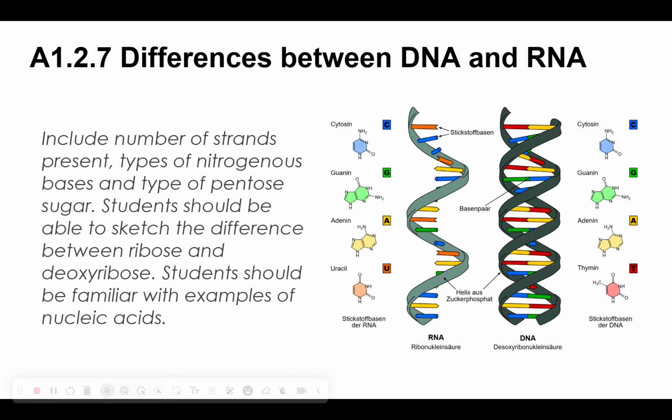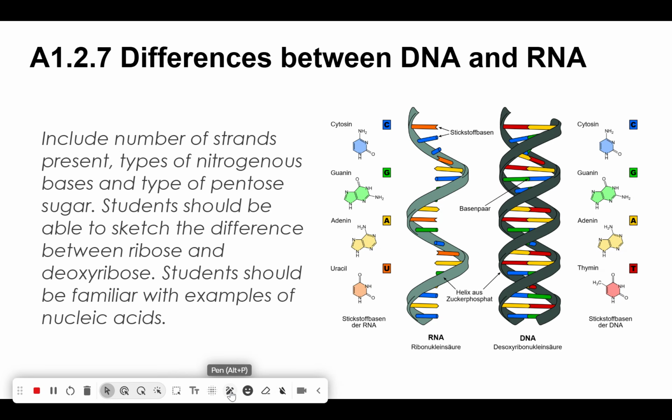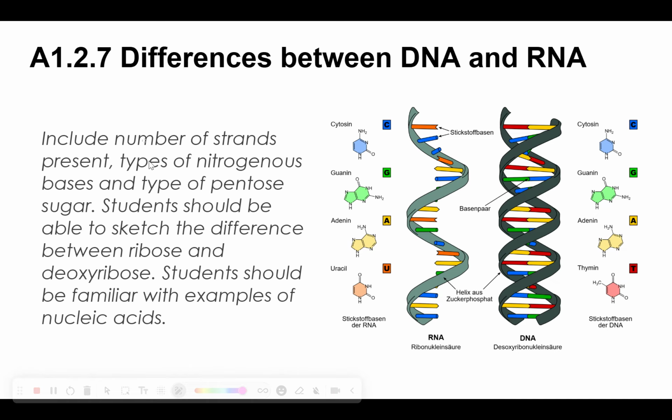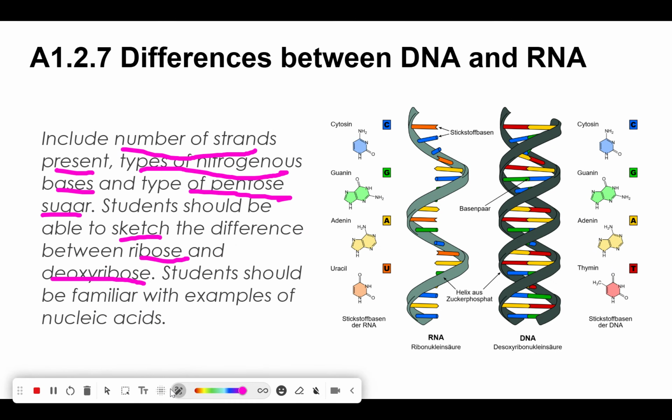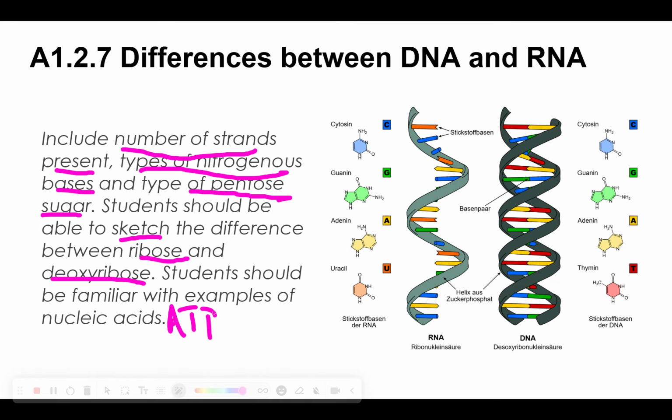All right. The next thing that we need to talk a little bit more about are other differences between DNA and RNA. So if you're asked to contrast these two molecules, you need to talk about the number of strands present in the polymers, the types of nitrogenous bases that you might encounter, and the type of pentose sugar. Something that you should be able to sketch is the difference between ribose and deoxyribose sugar. We'll talk about that on the next slide. And students should be familiar with examples of nucleic acids. Those examples are basically ATP, DNA, and RNA.